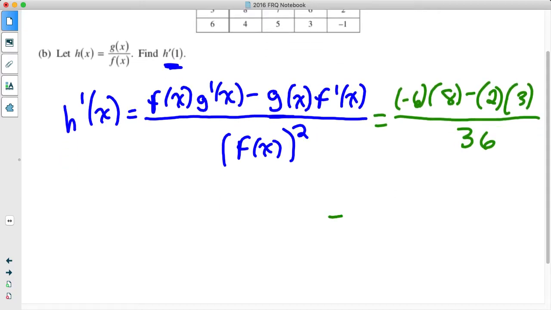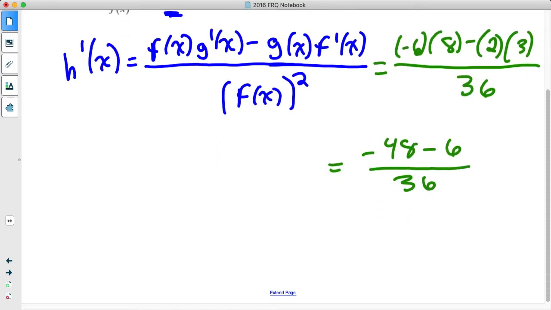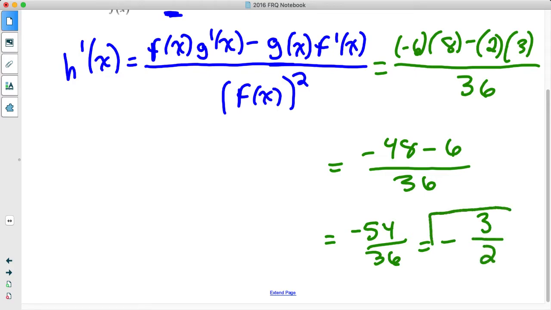Now we're just going to simplify. Negative 6 times 8, that gives you negative 48, minus 2 times 3 is 6 over 36. In as many steps as this takes you, you get a negative 54 over 36, which those are both divisible by 18, so you get negative 3 over 2. Final answer.